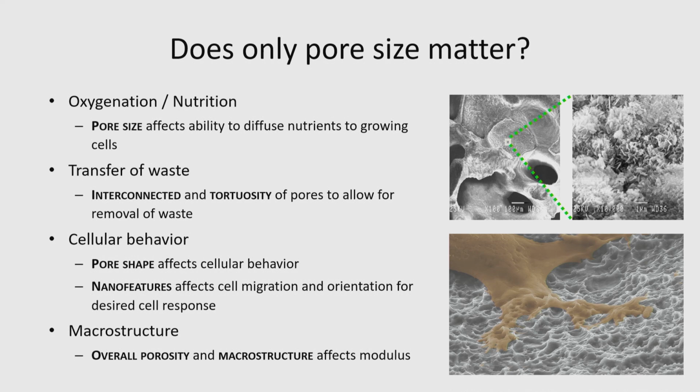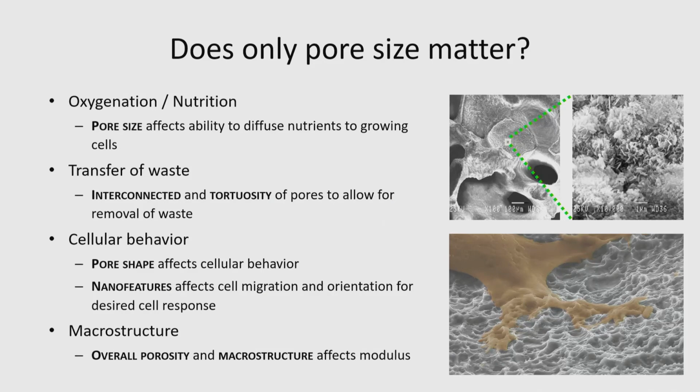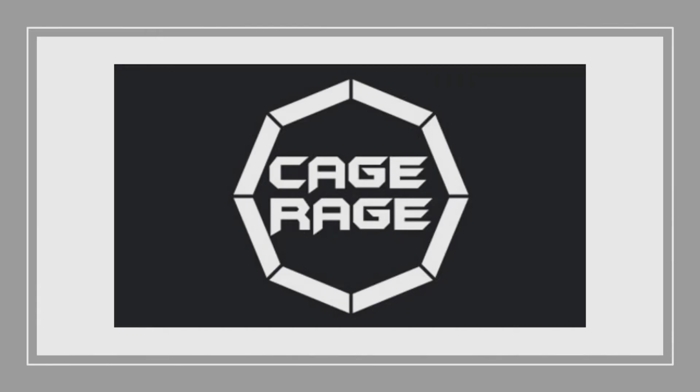You can actually, the pores themselves have features that make bones want to stick on them. So you can actually have an inert, non-biological surface feature that can have a biological activity. That's pretty cool. And finally, overall porosity and the macro structure of those micropores affects the modulus of elasticity. So pores are incredibly important and complex, but people have tried to simplify it. So you know what? I called Cage Rage 1.0 kind of came out.